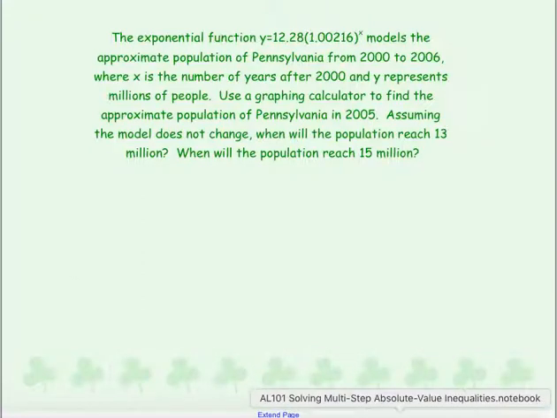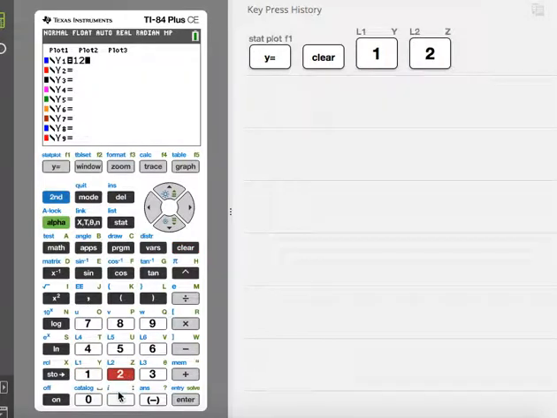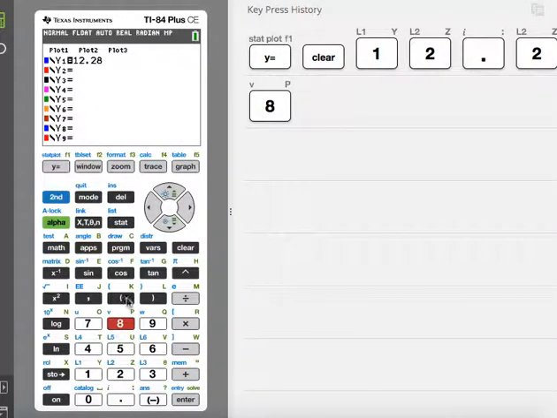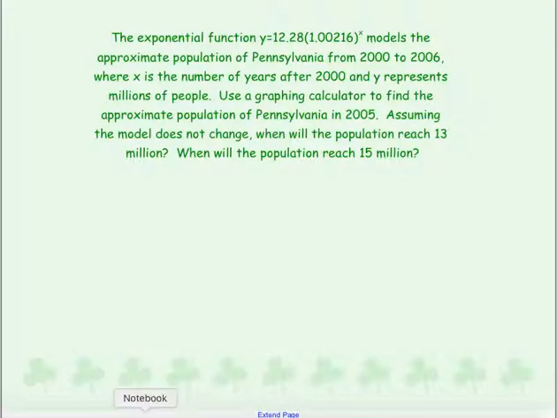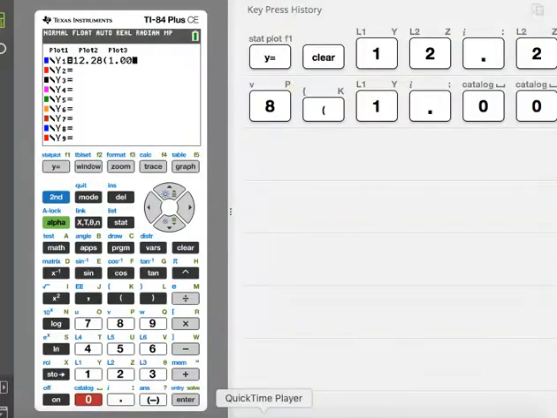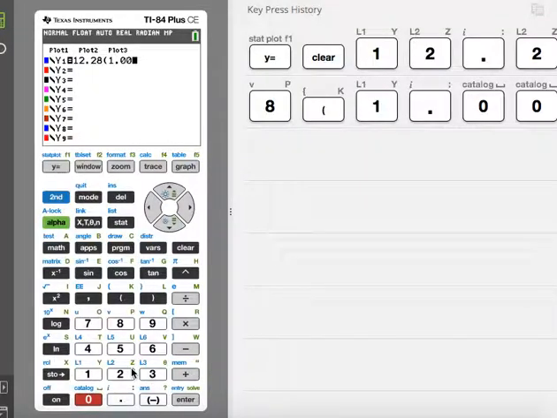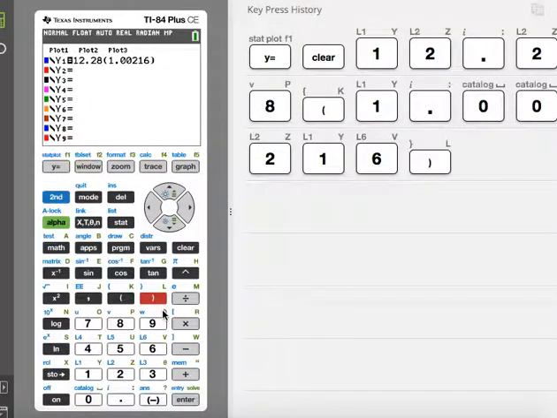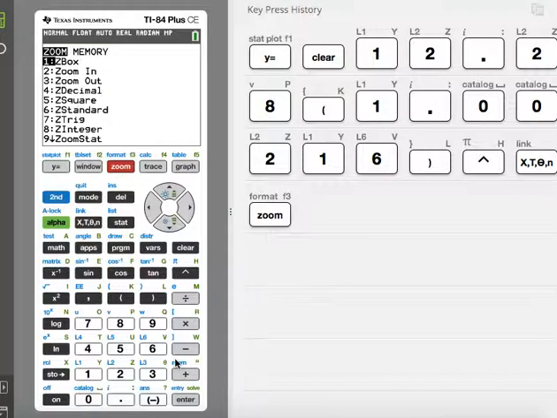So 12.28 times 1.00216. Sorry about that. Pulled something else up. 216, all of that to the x power. Okay, so you can use that caret and put it to the x power, which means when we graph this, I'm going to do zoom 6.